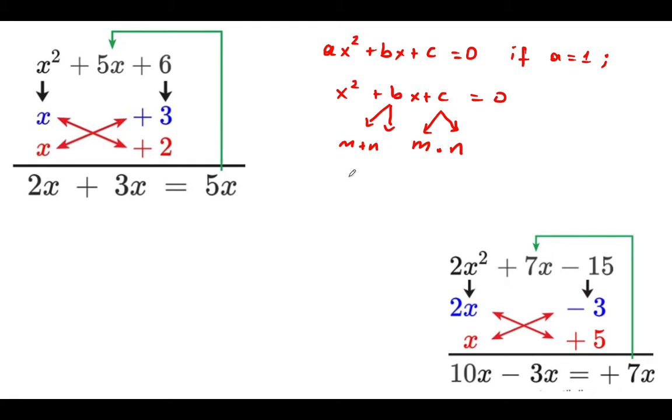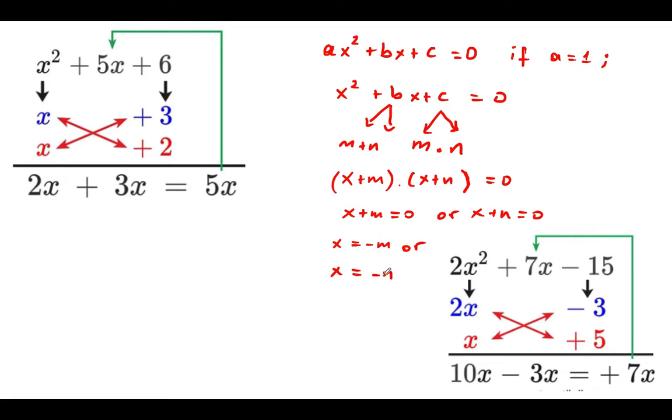So when we have this case, we write x plus m times x plus n equals 0. So we factorize right now. Factorization finished. Now, in order to find the solution, the first one is equal to 0, or the second one is equal to 0. If the first one is 0, x is negative m, or if the second one is 0, x is negative n. These are the solutions. These are the x-intercepts. These are the zeros of the function.